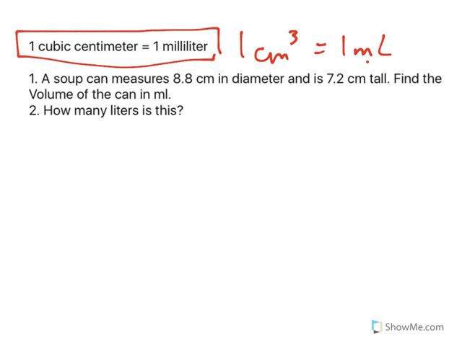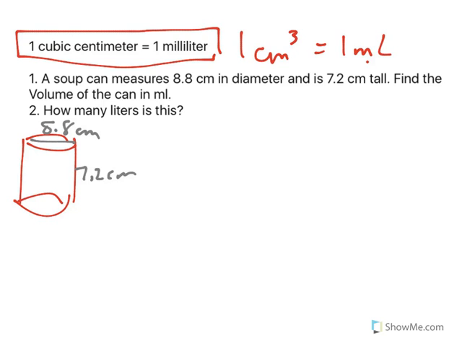So our soup can that we did in a different video has a diameter of 8.8 centimeters, and it's 7.2 centimeters tall. We're going to find the volume of the can. Now, when we do this, remember that volume is pi, which we're going to use 3.14, times radius squared times the height.